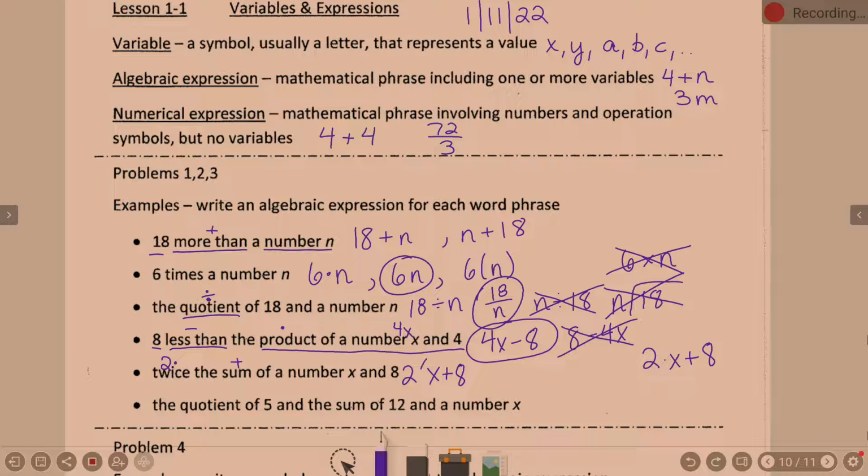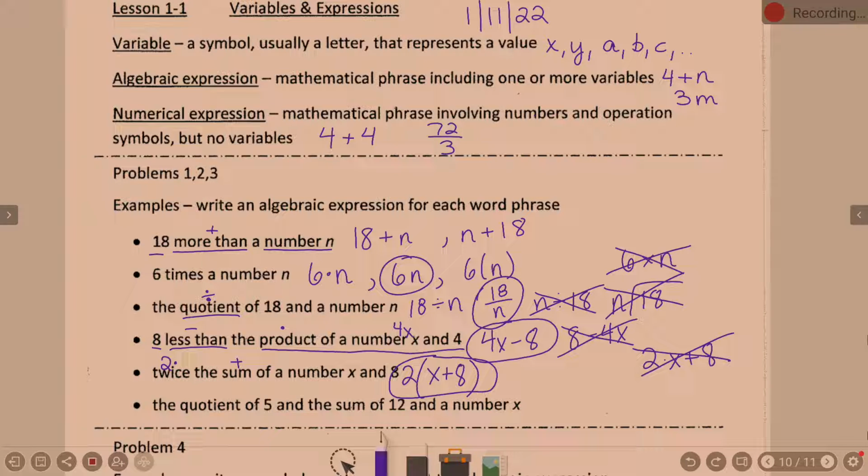So I'm actually going to use parentheses there. There are certain times you have to use parentheses, and unfortunately this is one of them. Okay? Okay. Last one in this section.